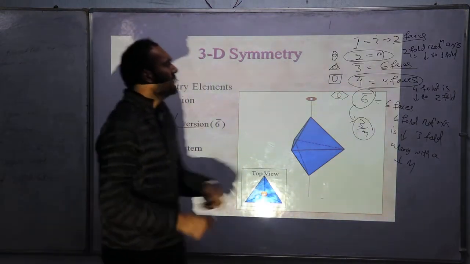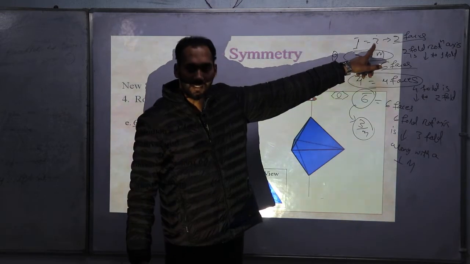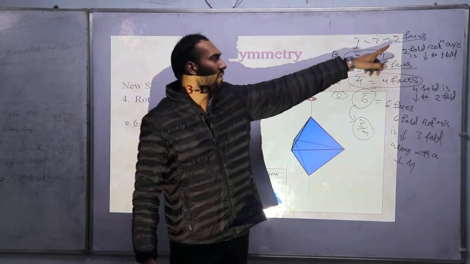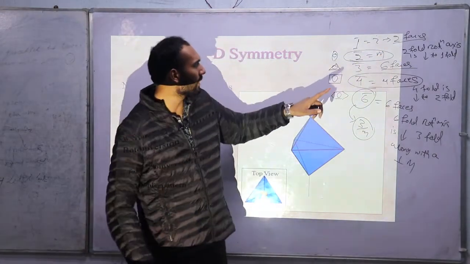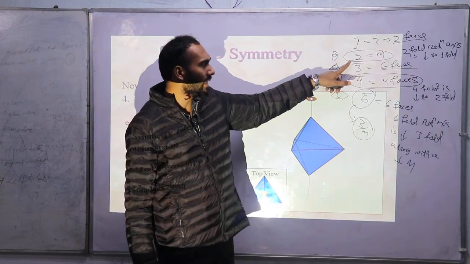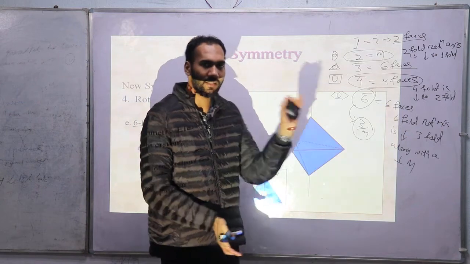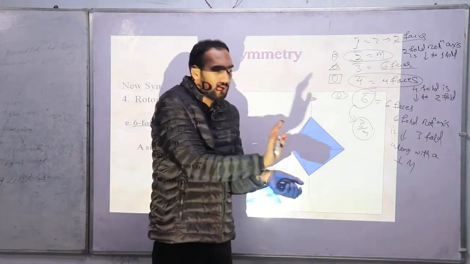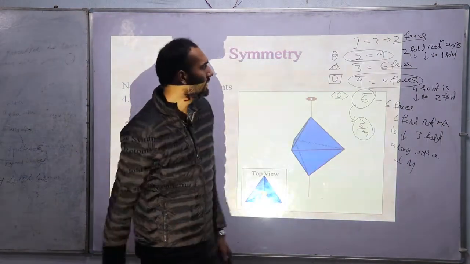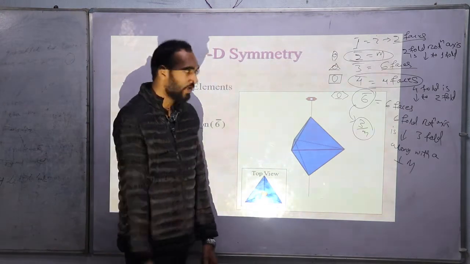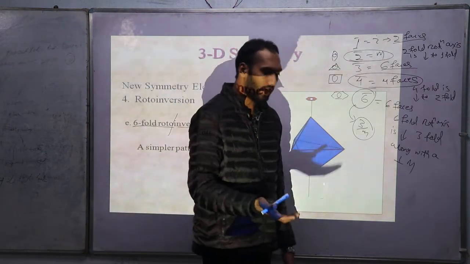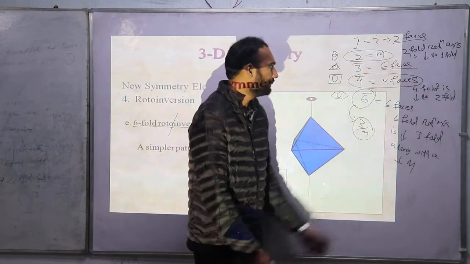So you can see here, 1 bar is I, or the center of symmetry. We are getting 2 faces. This is important, you should remember. 2 bar is similar to a mirror plane, because this face is rotated 180 and inverted, so both are mirror images like this. So that is the 2 bar. We can write 2 bar as a mirror plane.